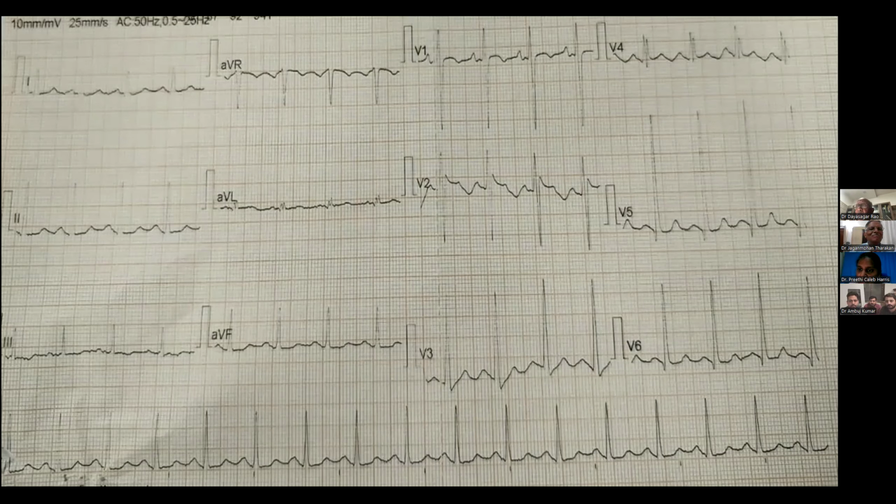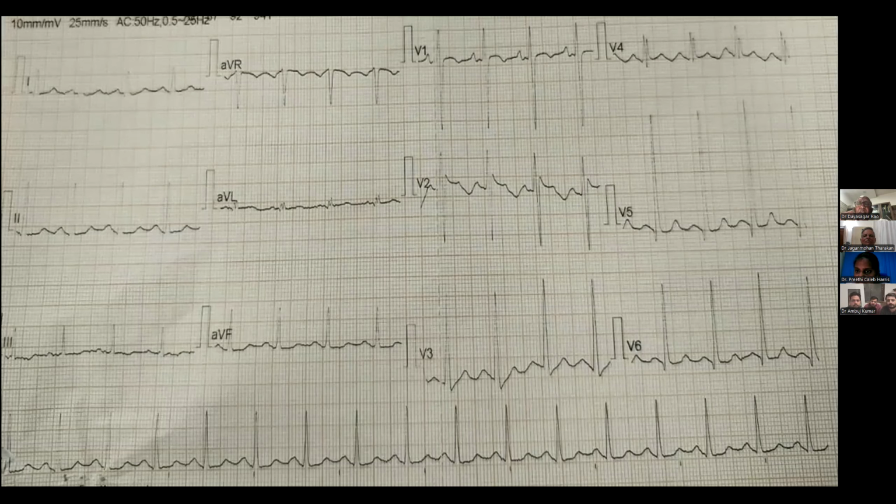Usually you get a leftward axis in LV hypertrophy. So you should also suspect that there may be some RV hypertrophy, which is not evident on the electrocardiogram. It's difficult to diagnose biventricular hypertrophy on an electrocardiogram. So whenever you find unusual things like LVH with a rightward axis, that should be the criterion. Okay, go ahead.